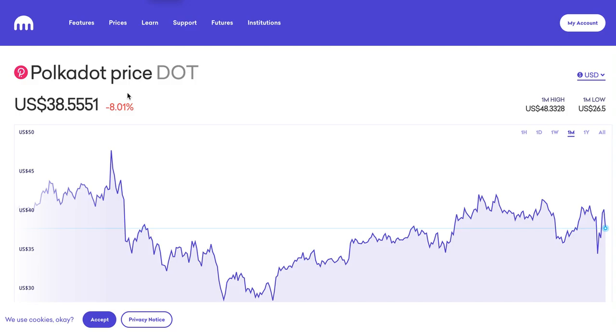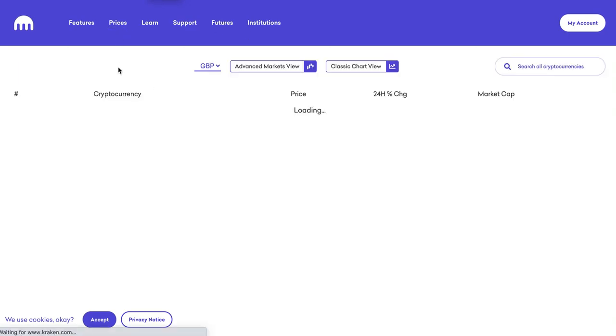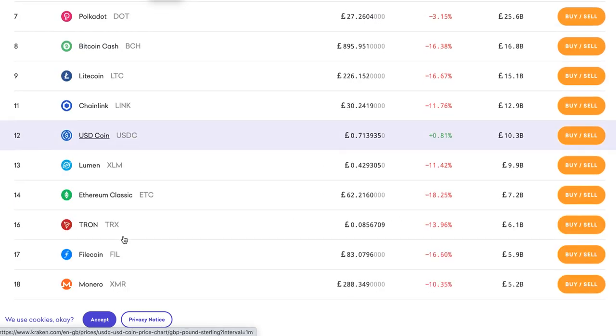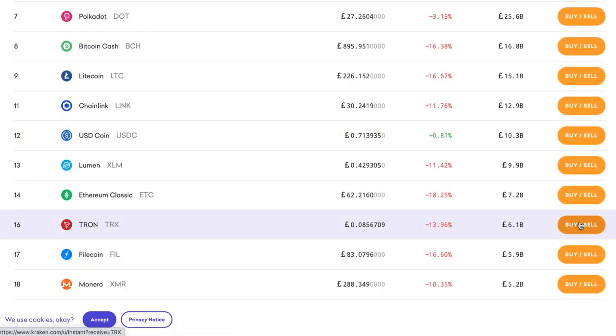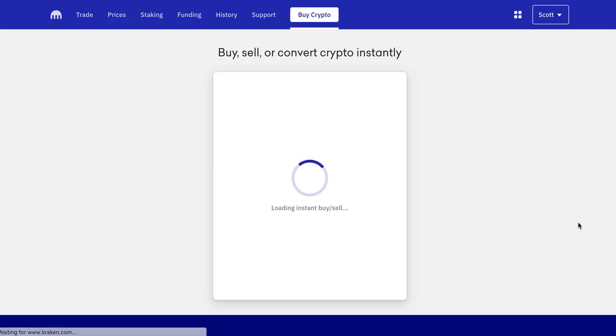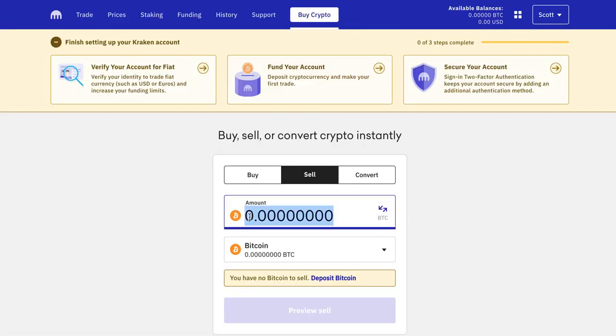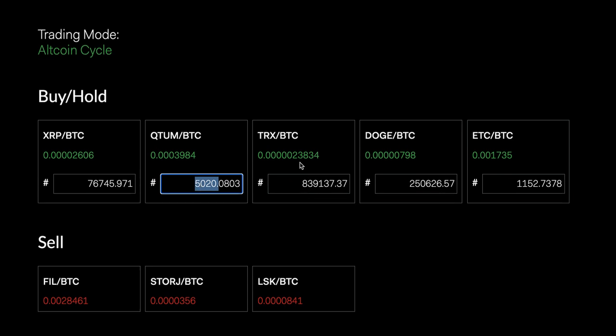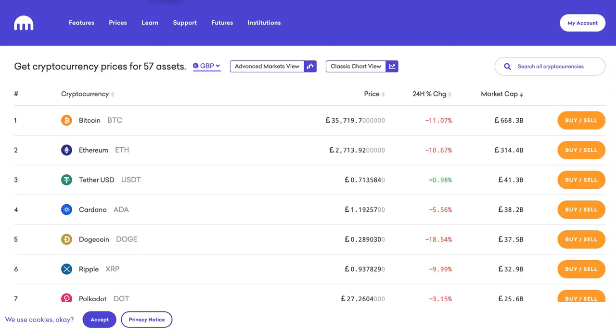Let's go to Kraken and go prices, and TRX will be somewhere around here. Here it is. And just go to buy or sell. And the amount, which you get from over here, TRX 839,137, and the price. Yeah, it's really not very complicated.